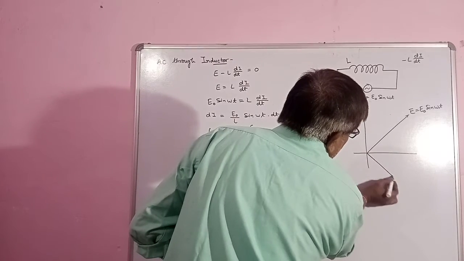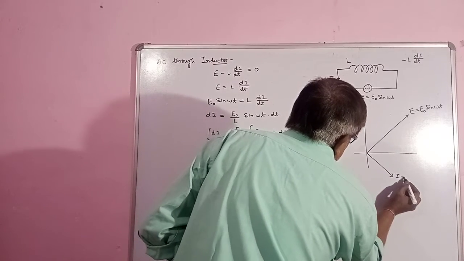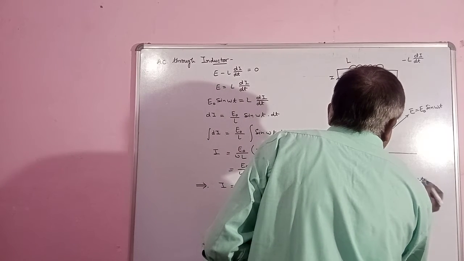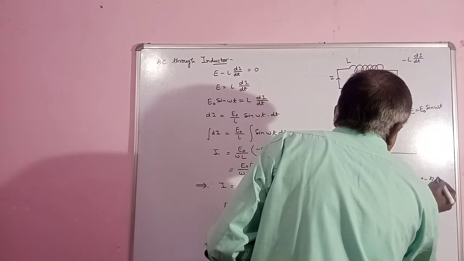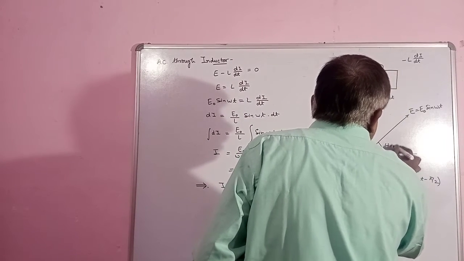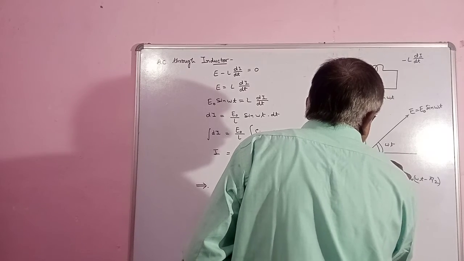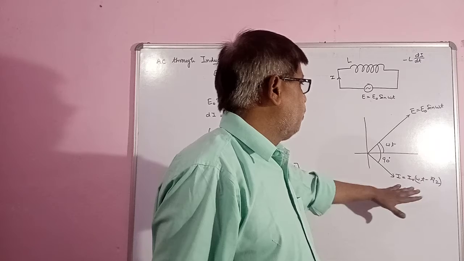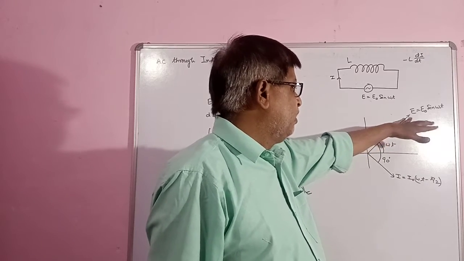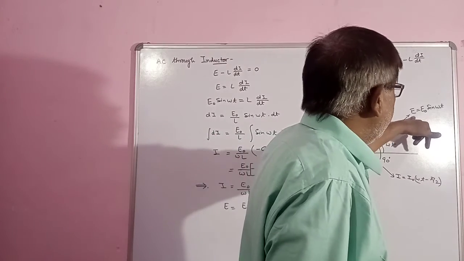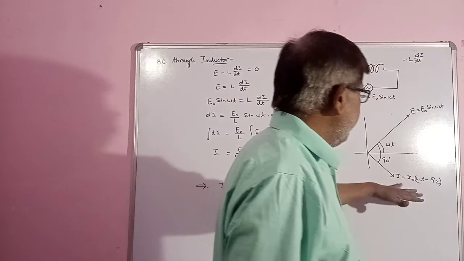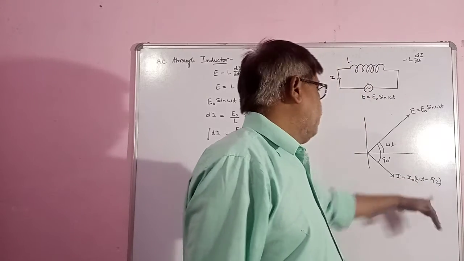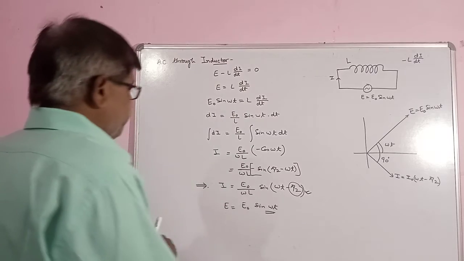So this will be I equal to I naught sin omega t minus pi by 2. This angle is omega t and this complete angle is 90 degrees. So here from phasor diagram we can represent this, that E equal to E naught sin omega t and I equal to I naught sin omega t minus pi by 2.